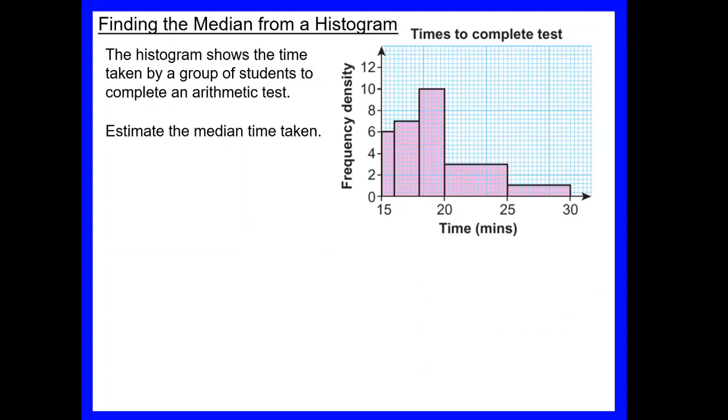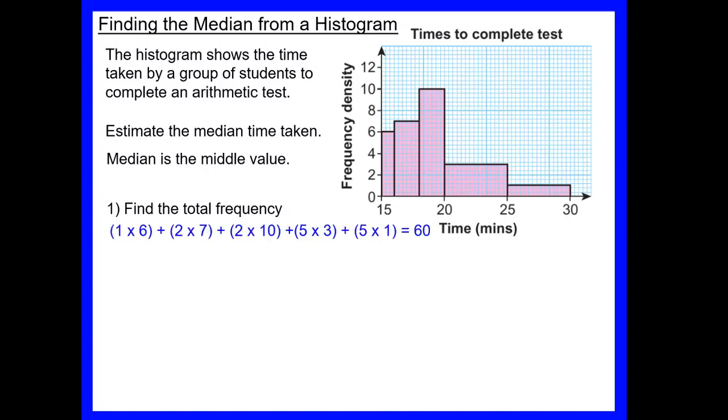Okay, so now that we've been able to find the mean, we're going to have a look at the median. Now the median, remember, is the middle value. There are quite a few steps to this, so you might want to make a note of these steps as we work through this problem together. The first step is to find the frequencies of each bar and the total frequency. So if we find the frequency of each bar and add them together, we get a total frequency of 60.